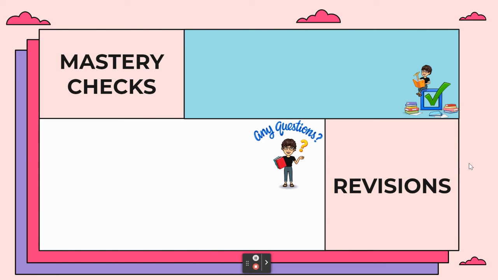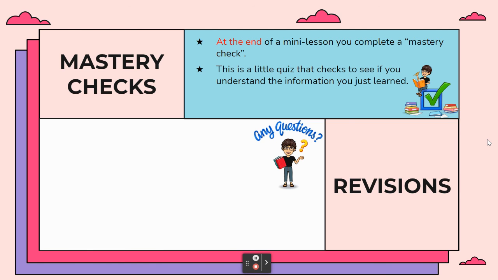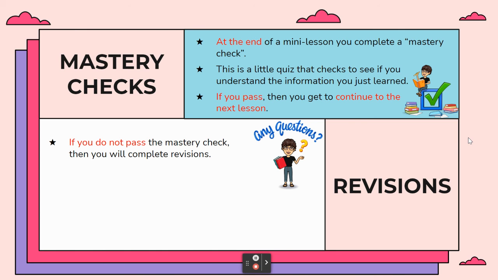All right, so mastery checks. Mastery checks are at the end of a mini lesson. That's when you complete them. This is a little quiz that checks to see if you understand the information you learned. If you pass, then you get to move to the next lesson. If you don't pass, then this means that you need a little bit more help, and that's totally okay. That's what's so great about this self-paced learning, is that if you don't understand information, you have enough time to get caught up and understand the information.